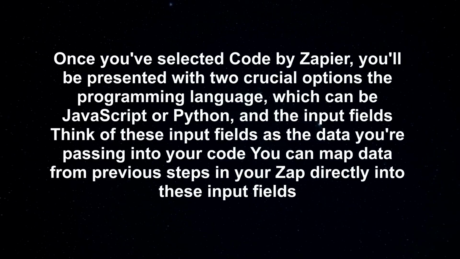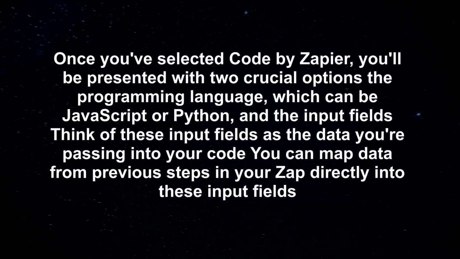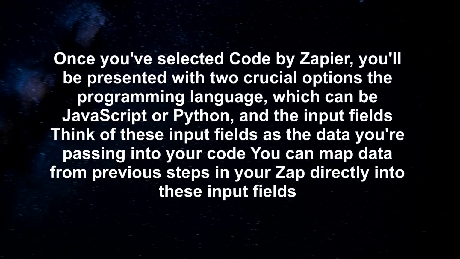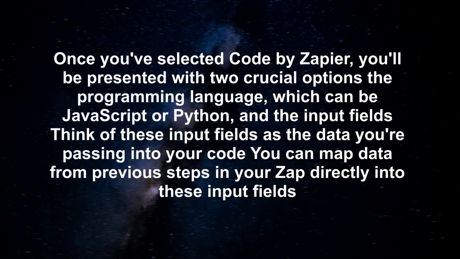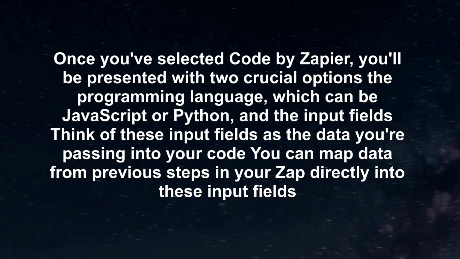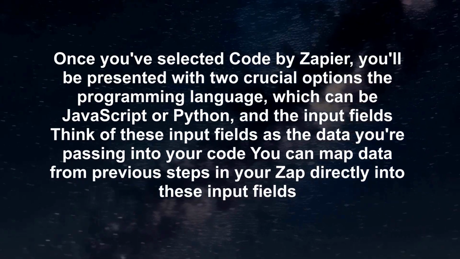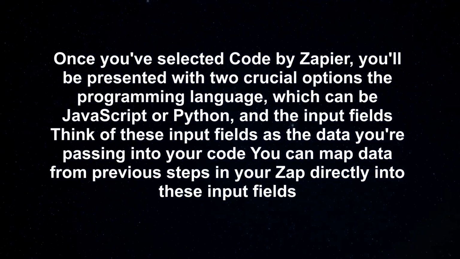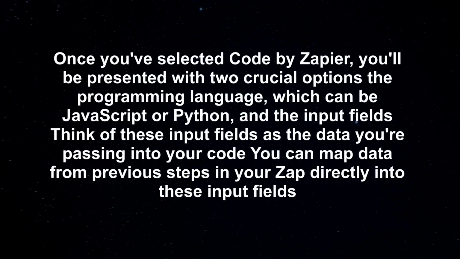Once you've selected Code by Zapier, you'll be presented with two crucial options: the programming language, which can be JavaScript or Python, and the input fields. Think of these input fields as the data you're passing into your code. You can map data from previous steps in your Zap directly into these input fields.